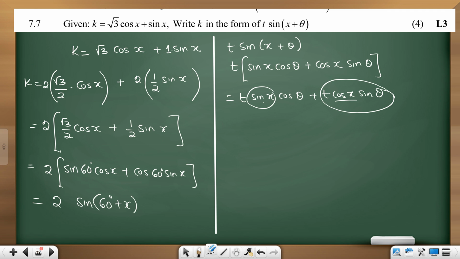Do you see? It looks exactly like what they want. What do they want? They want t sine x plus theta, which is something as theta plus x. Manipulation. That's how it works, guys. By 2 around, whether you're looking for a 60, you're looking for what? A 30. Guys, did it make sense?